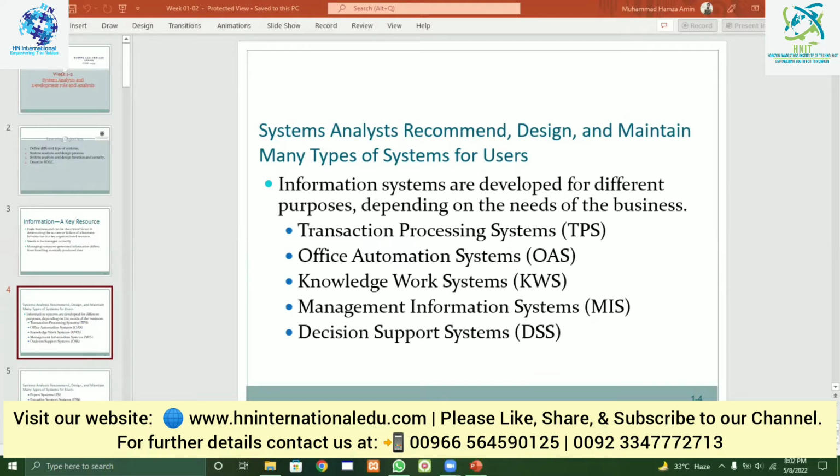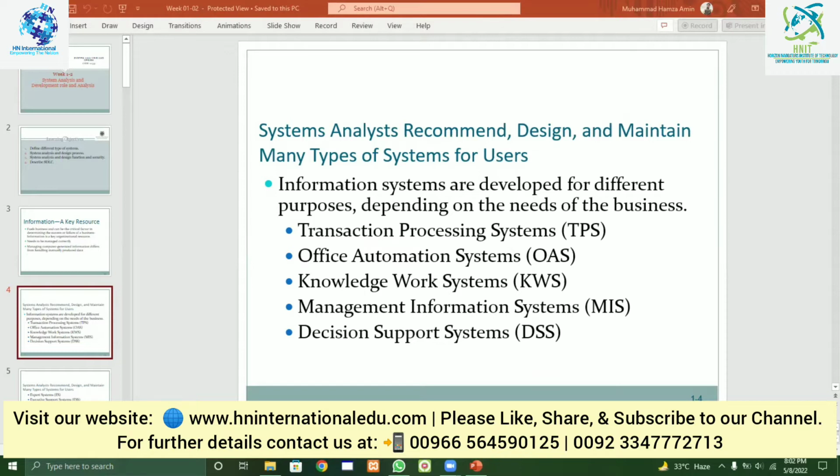So basically, sir, it says that information systems are developed for different purposes. Like for every system, there is a specific purpose depending on the needs of the business. Fine. Then the following points come as transaction, then office, knowledge, and it goes on.